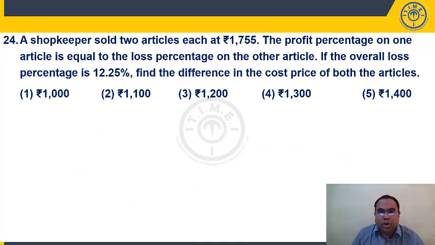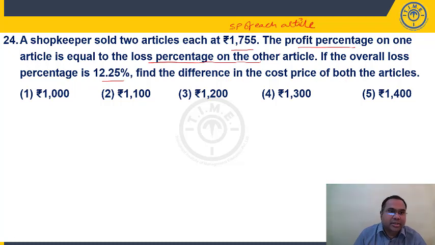A shopkeeper sold 2 articles each at rupees 1755. So 1755 is the selling price of each article. The profit percentage on one article is equal to the loss percentage on the other article. Have to be careful with this one. If the overall loss percentage is 12.25%, then find the difference in cost price of both the articles.